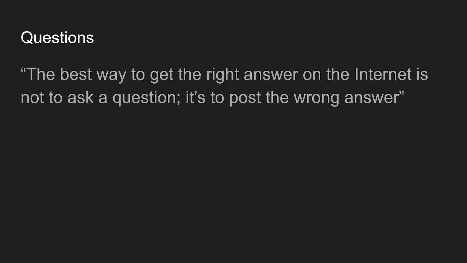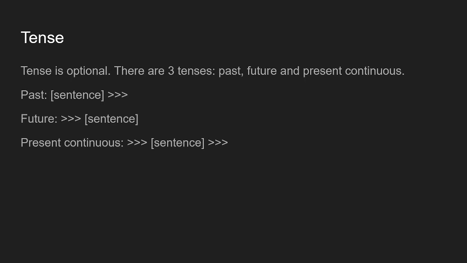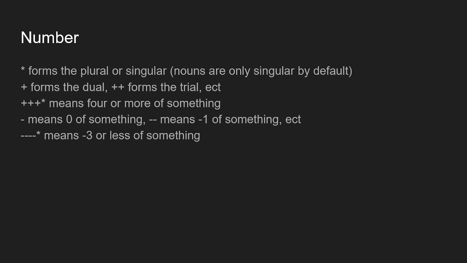There's an example. Questions. The best way to get the right answer on the internet is not to ask a question. It is to post the wrong answer. Tense. Tense is optional. There are three tenses: past, future, and present continuous. And that's how they're written.